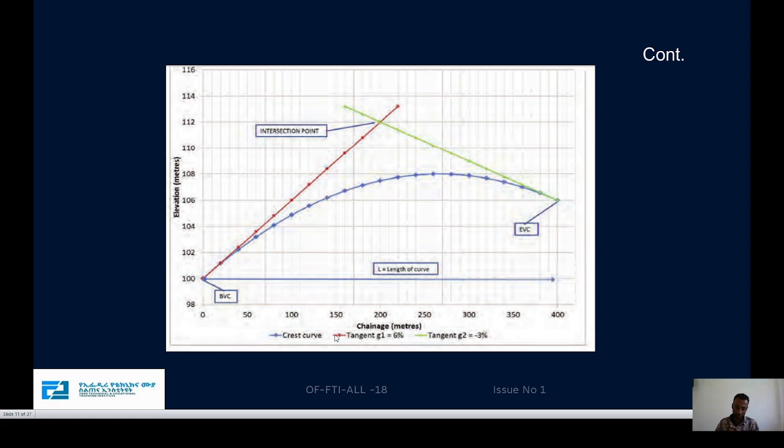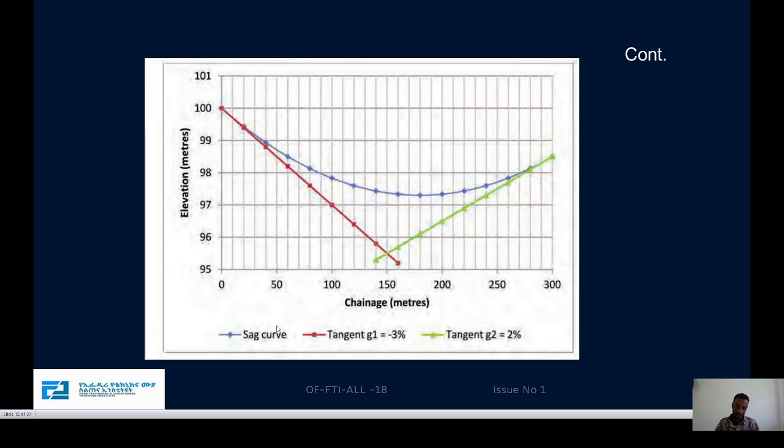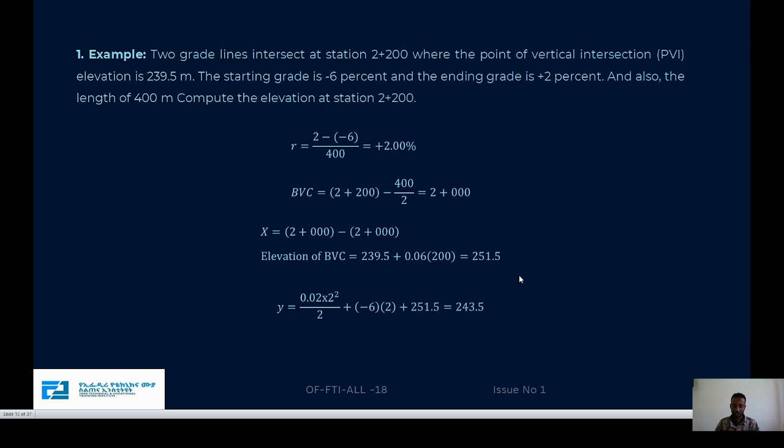For example, a crest curve is formed by a positive 6% and a negative 3%. The second type of vertical curve is the sag curve. A sag curve is mostly formed by a negative grade, G1, say negative 3%, followed by a positive grade. So, for example, we have a crest curve.